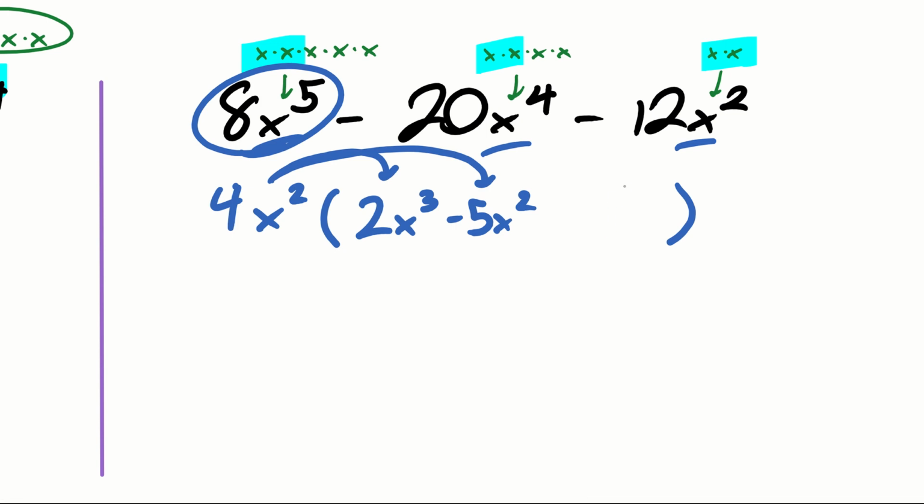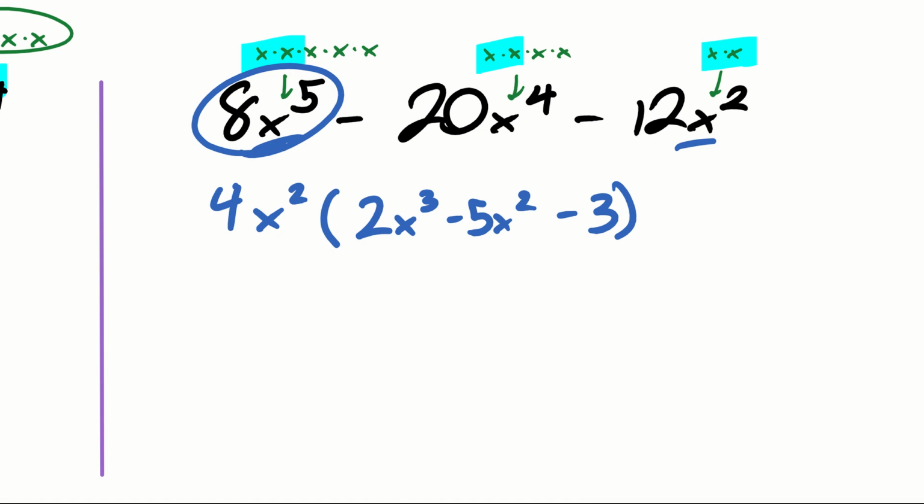Okay, and now I need to go back to negative 12x squared, excuse me. So what do I have to multiply 4x squared by to get back to negative 12x squared? Let's see here. Well, 4 times negative 3 gets me to negative 12, and x squared times, well, nothing else do I need because I already have x squared, right? So just negative 3. Boom, I got it. 2x cubed minus 5x squared minus 3 is everything I need in my parentheses.